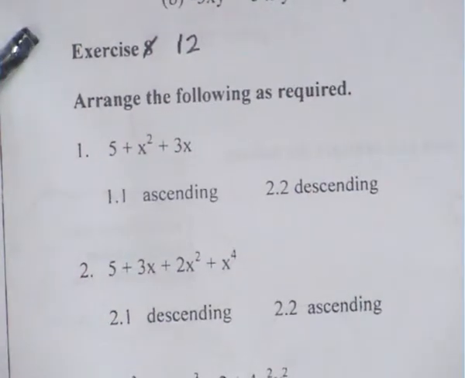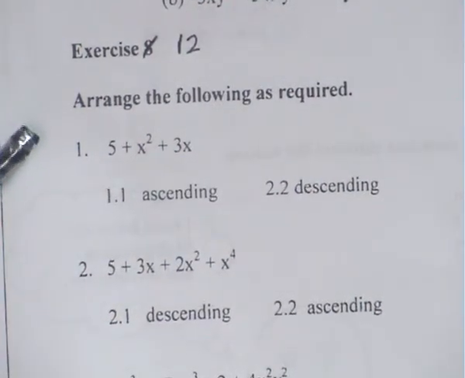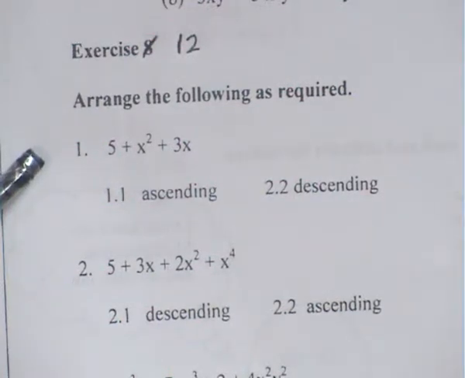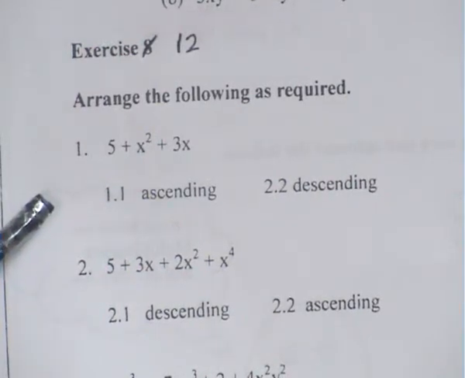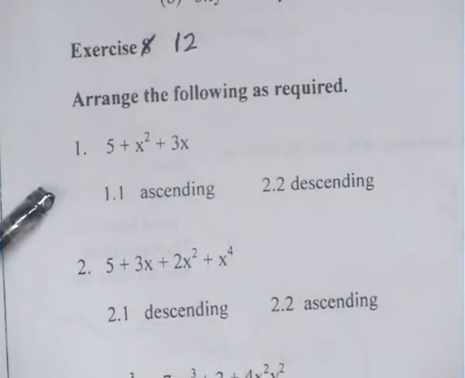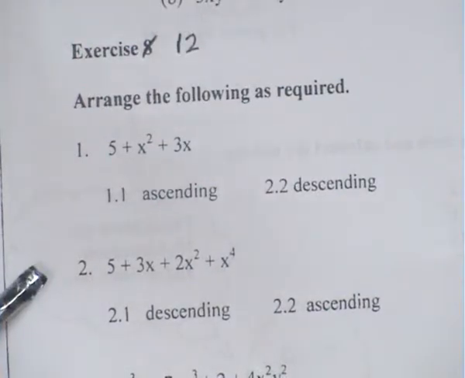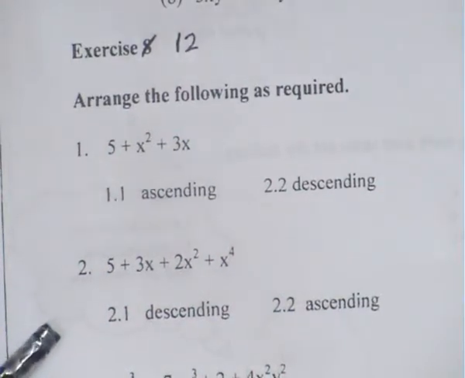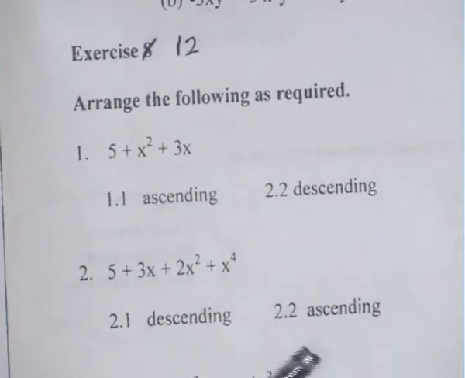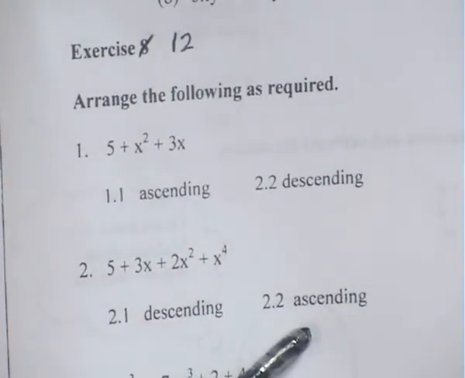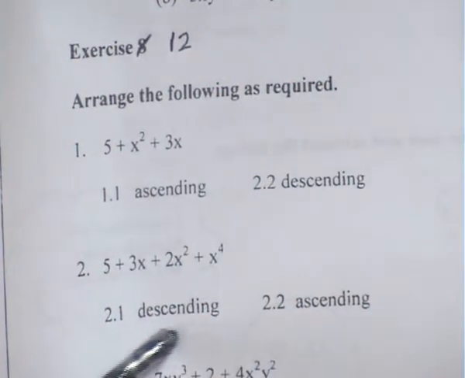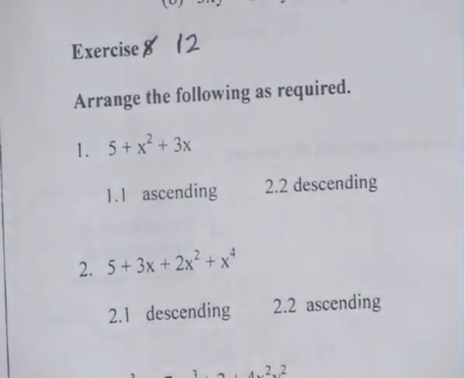Alright, so we look at exercise 12. We want to arrange the following as required. Number 1, 5 plus x squared plus 3x. Firstly, arrange it in ascending order, and then secondly, arrange it in descending order. Number 2, 5 plus 3x plus 2x squared plus x to the 4. Firstly, arrange it in descending order, and secondly, arrange it in ascending order. Alright, switch off the DVD, try it on your own, and wait for me to supply you the answers.